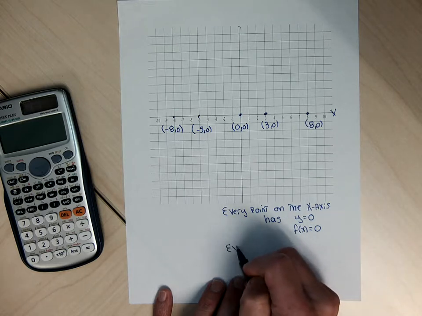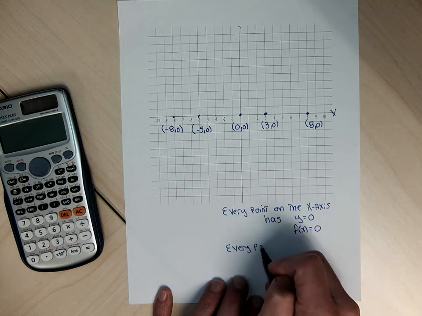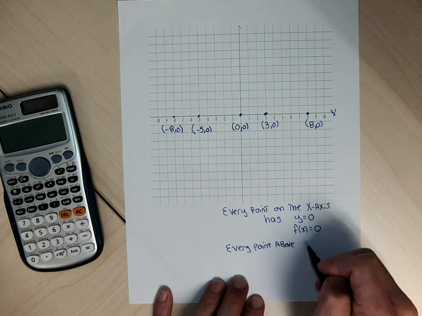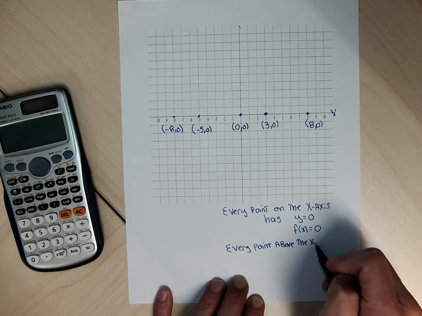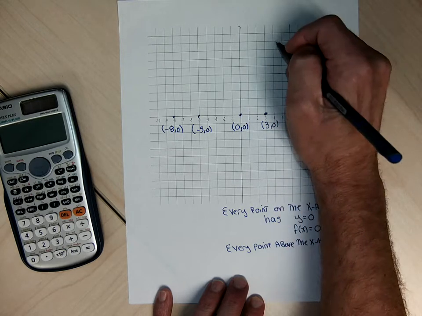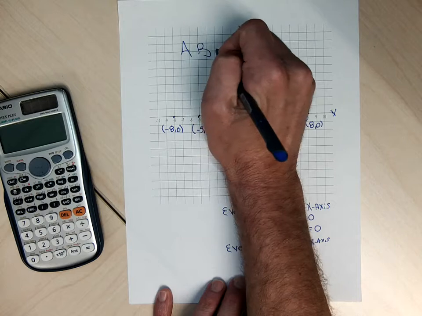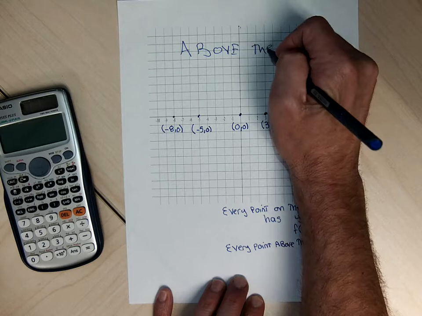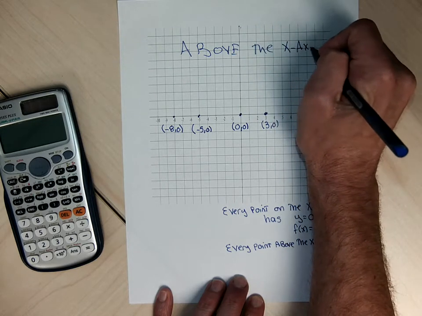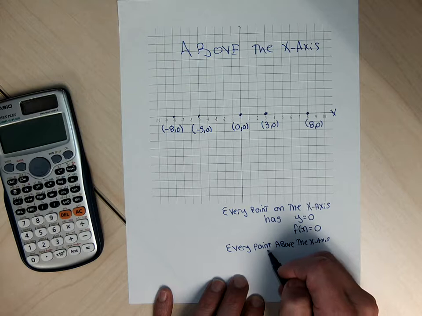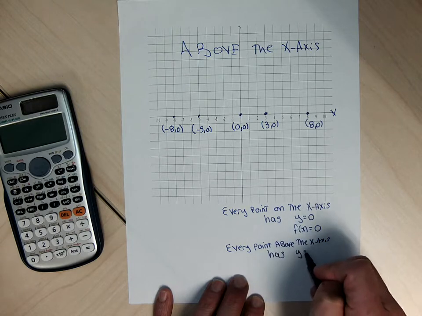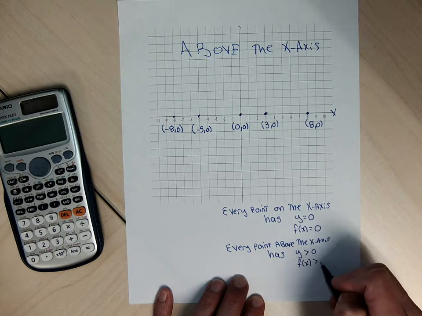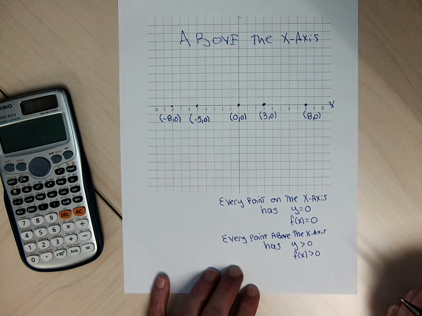Similarly, every point above the x-axis, this is the region of the graph above the x-axis. The x-axis is there. This is above the x-axis. Every point above the x-axis has a y specifically greater than 0, or symbolically f of x is greater than 0 if I'm using the function notation instead of the y.